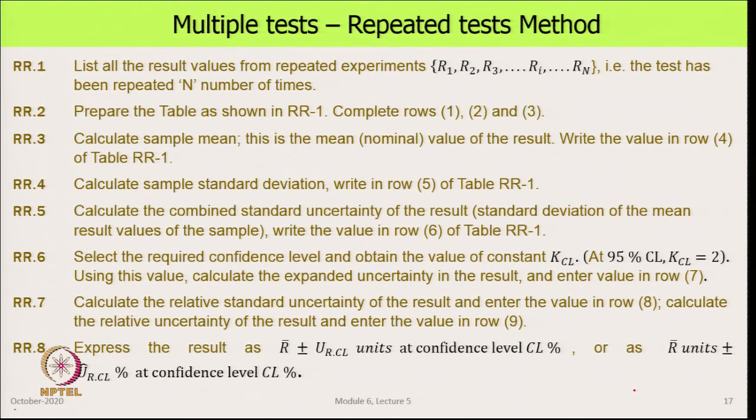Now, we come to the other option, which is the multiple tests, repeated tests method. So, the steps have been denoted by RR.1, RR.2, first R for result, second R for repeated tests. So, what we do is we list all values from the measurement, which is R1 bar, R2, R3 like that. Then we make the table as shown there and we complete rows 1, 2, 3. So, let us see what this is.